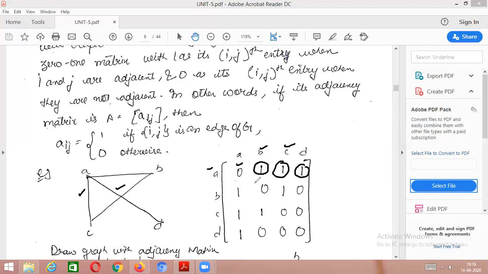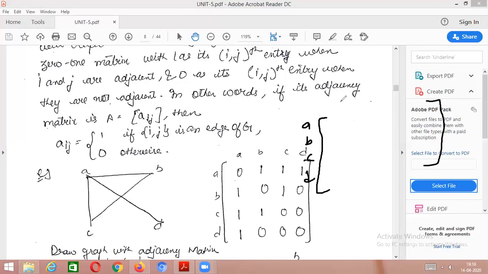Okay, so like this, if you want, I'll write the matrix. For this graph, you have to write the adjacency matrix. So what I'm doing is I'll write here A, B, C, D along the rows and columns. Now A to A, is there an edge? No, 0. Next, A to B, is there an edge? Yes, 1. Next, A to C, is there an edge? Yes, write 1.